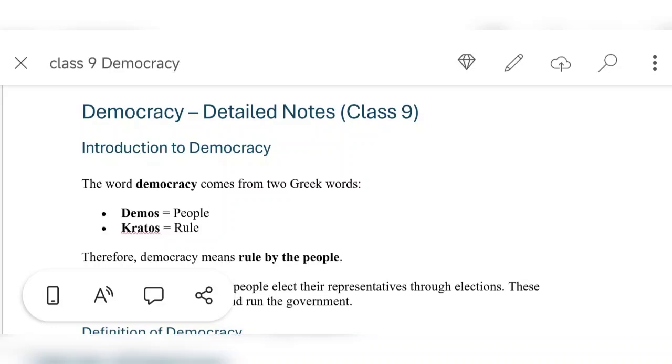So let's begin. As you can see, the word democracy has Greek origin. There are two words from which this word has been formed. One is demos, which means people, and the other is kratos, which means rule. So overall, democracy means rule by the people. And in 500 BC, Athens used to have this system of government in their city.